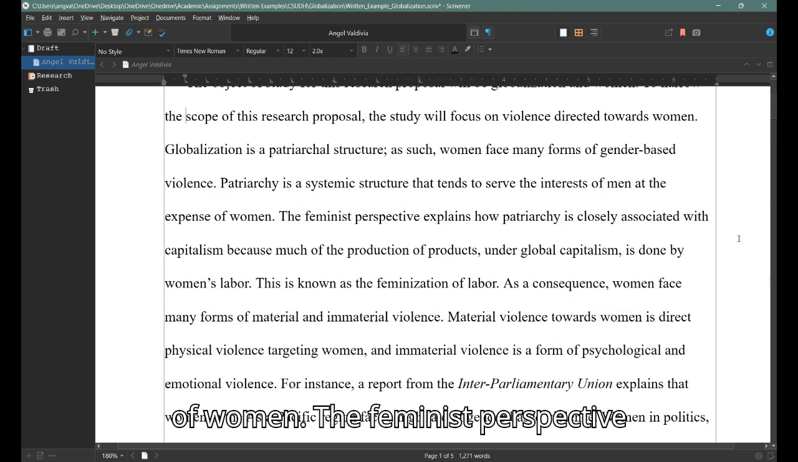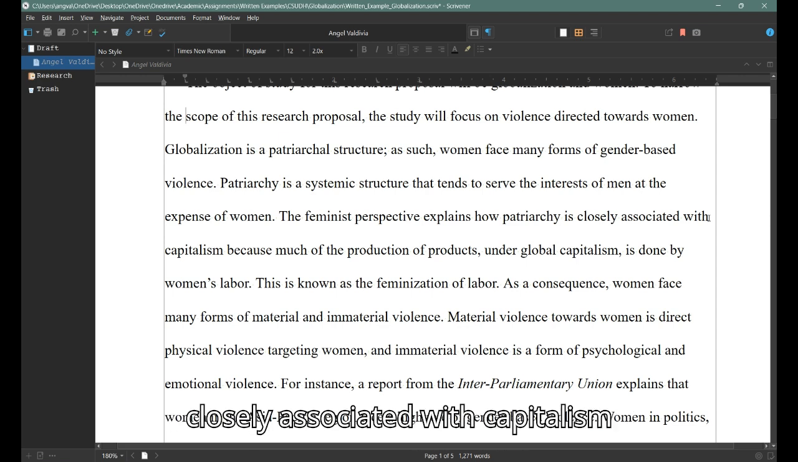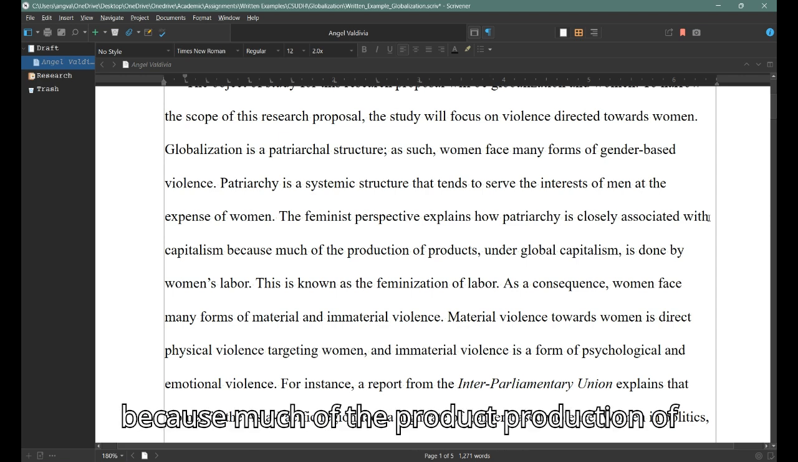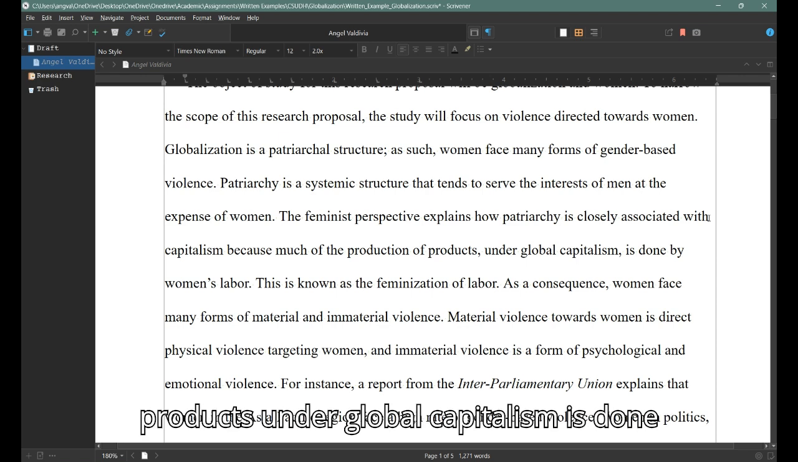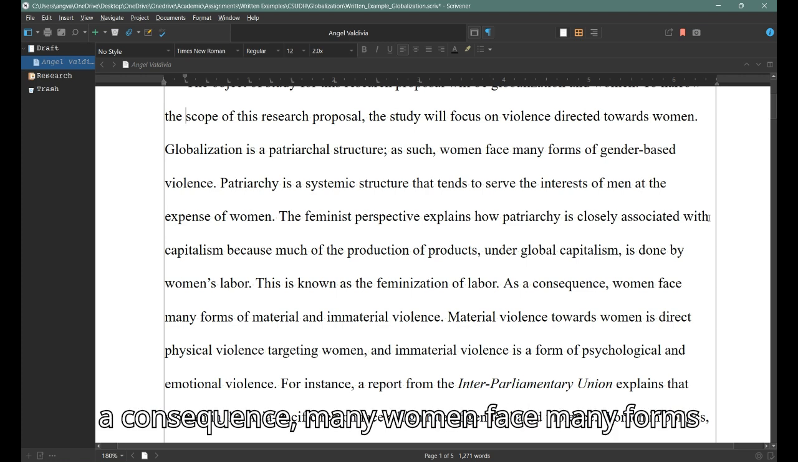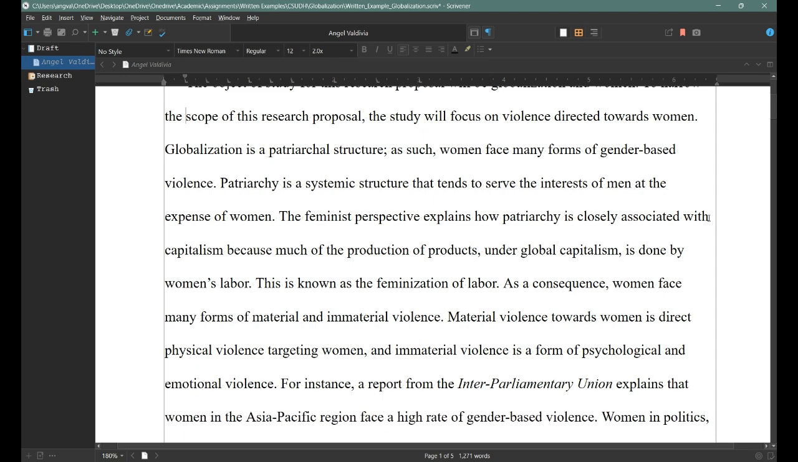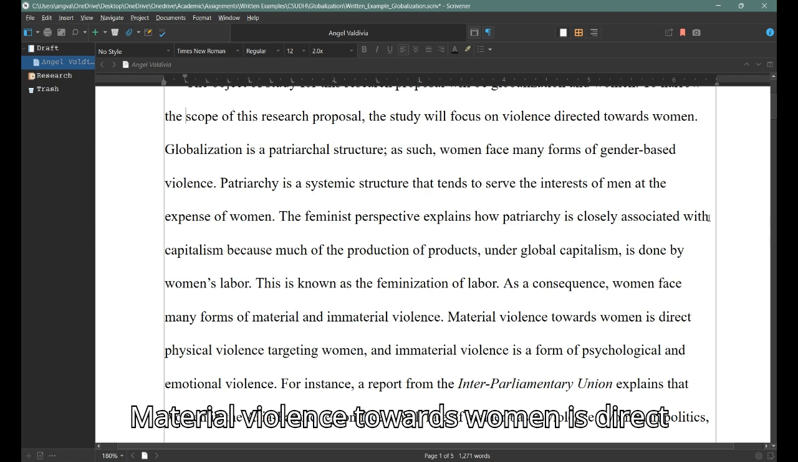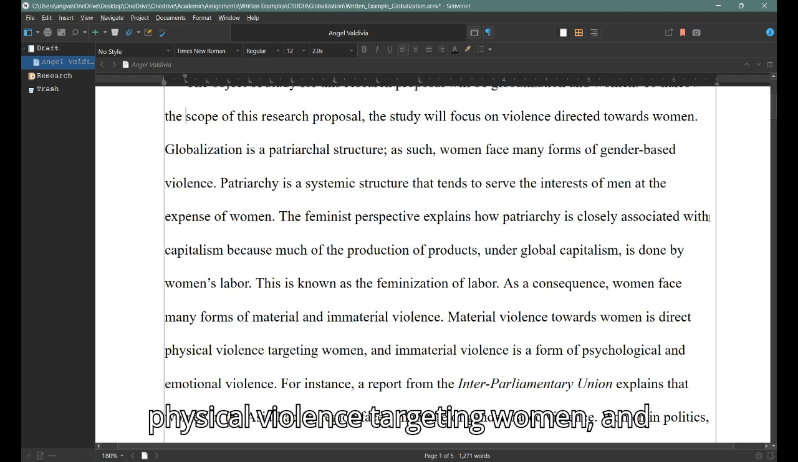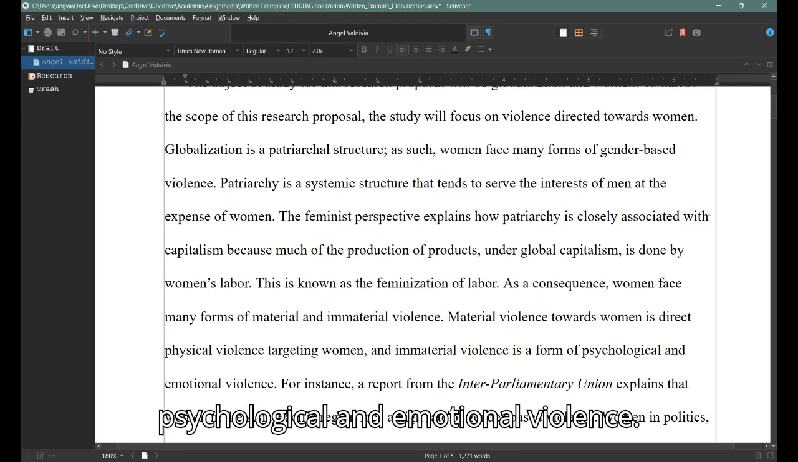The feminist perspective explains how patriarchy is closely associated with capitalism because much of the production of products under global capitalism is done by women's labor. This is known as the feminization of labor. As a consequence, many women face many forms of material and immaterial violence. Material violence towards women is direct physical violence targeting women, and immaterial violence is a form of psychological and emotional violence.